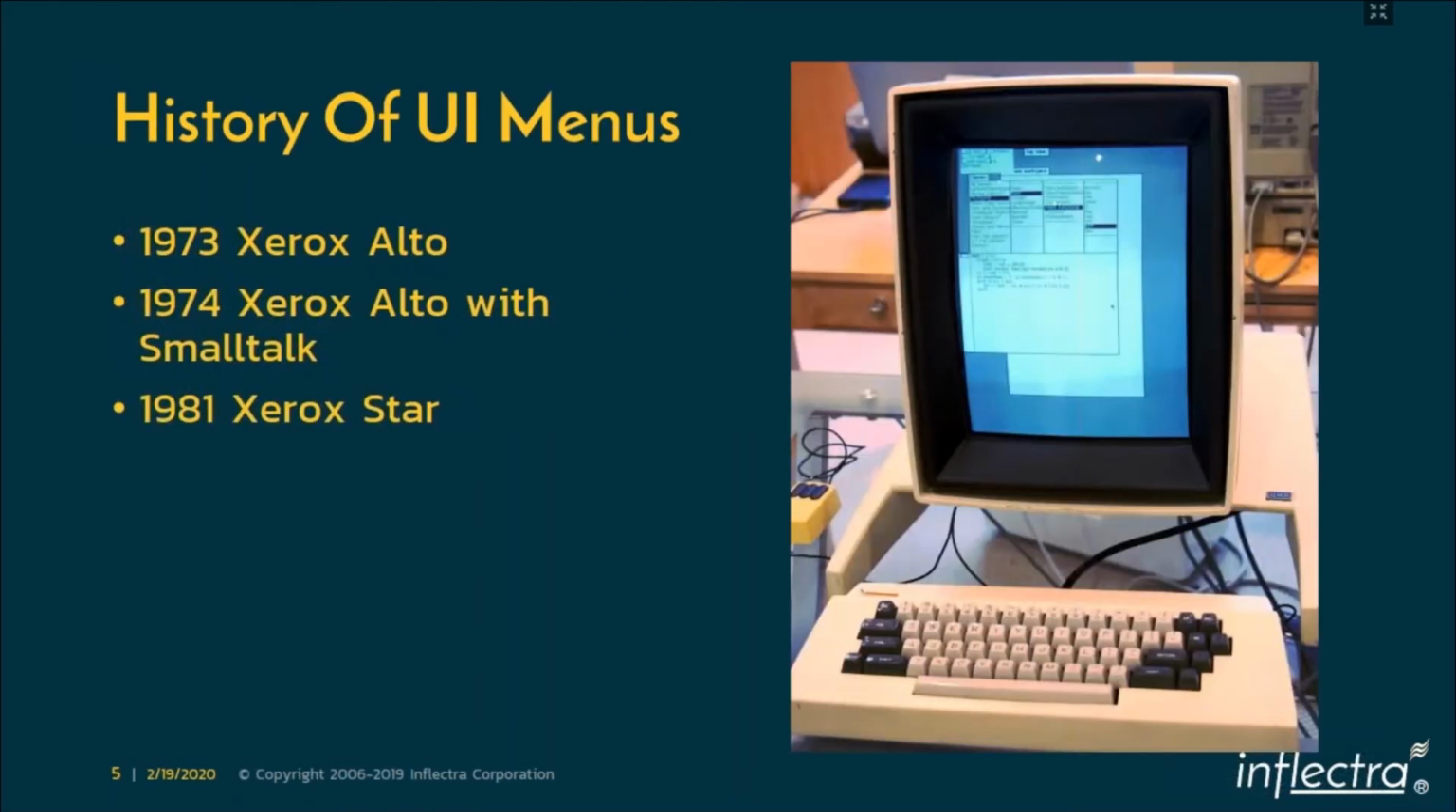Okay, so start from the history. I was just curious myself to find out when the first menu showed up. And it looks like the first menu appeared in the very first system with an actual graphical interactive user interface. It contained a mouse and a graphical display, and it was the Xerox Alto, and it appeared in 1973.